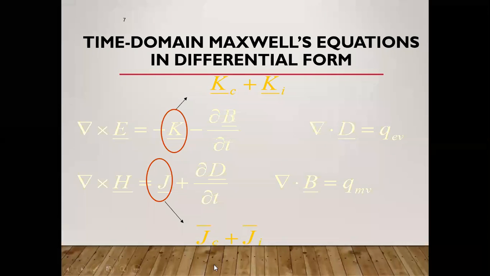Okay, with respect to time we are considering, and these two are nothing but the current densities. K and J are nothing but the current densities. One will be reflected in the electric field, the other will be reflected in the magnetic field. Just like K will be the combination of Kc plus Ki, here J will be the combination of Jc plus Ji.